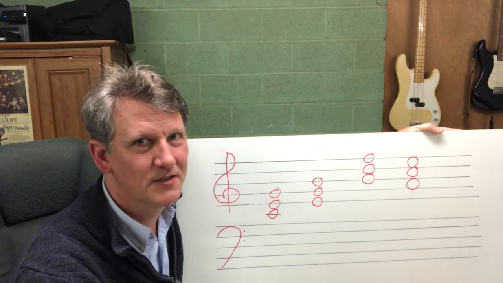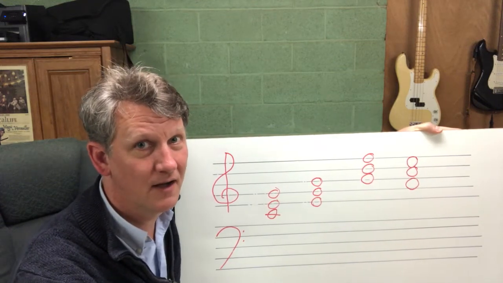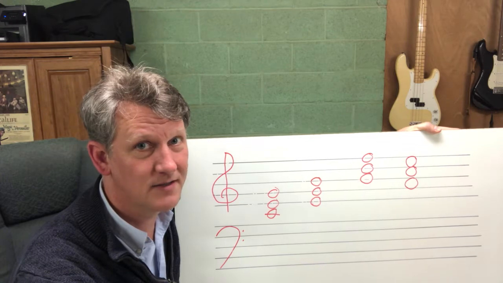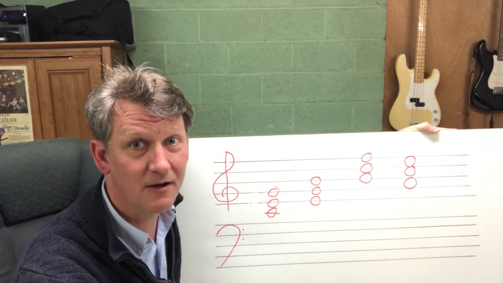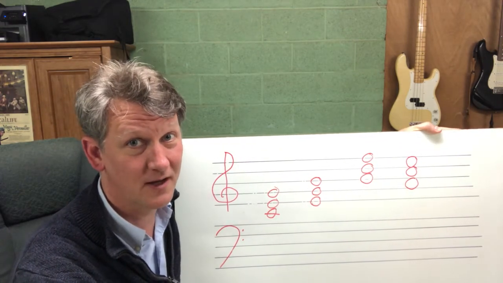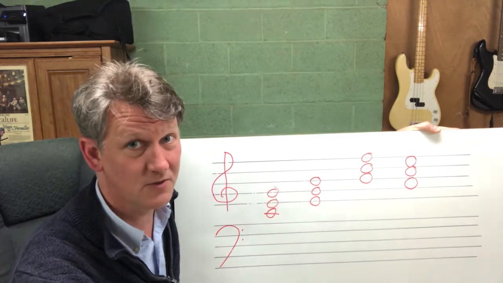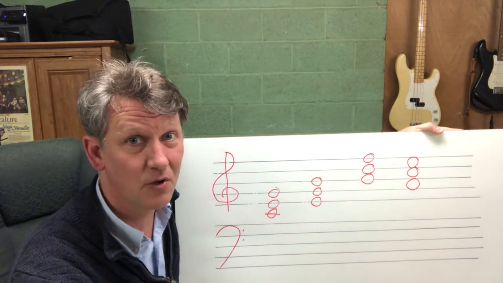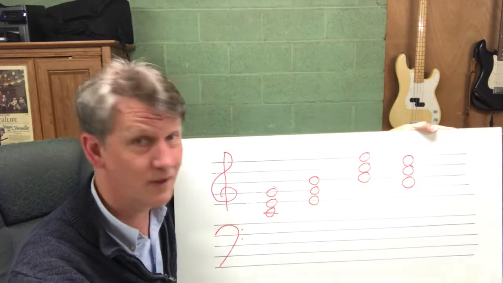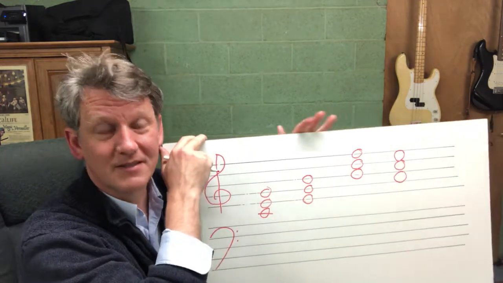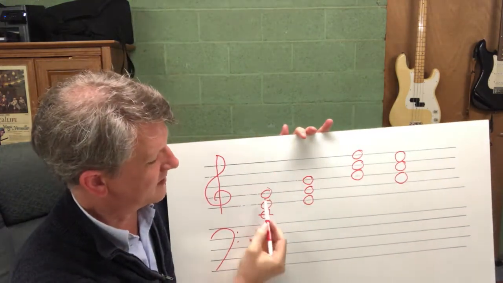Hey friends, I just wanted to do a quick tutorial on how to identify triads, the quality of triads, based on their natural triad quality. In other words, the quality of the triad when it has no accidentals on it. So I've written some triads here with no accidentals, and we have this one, CEG.